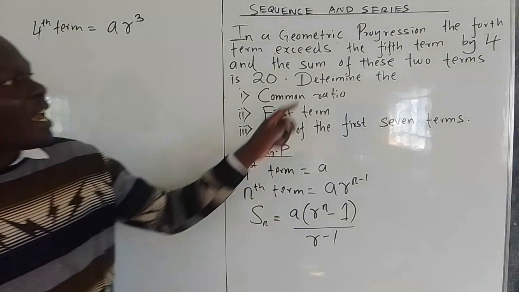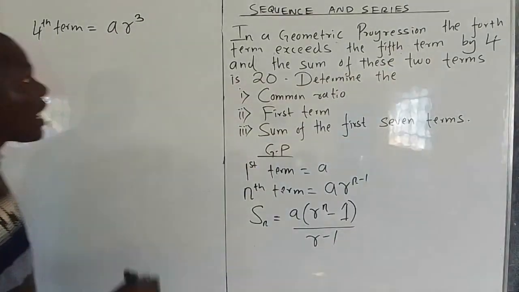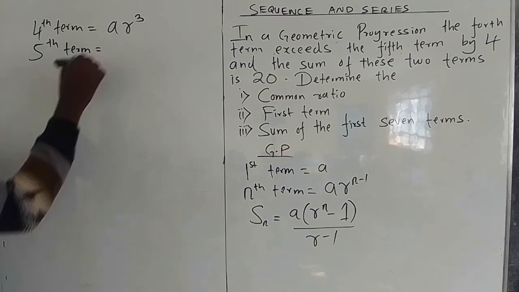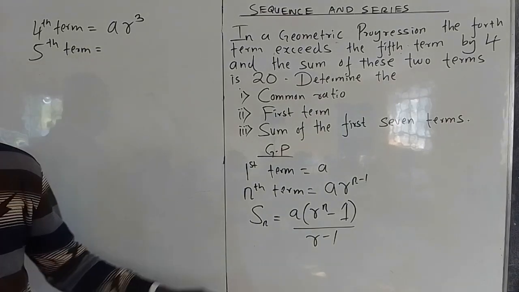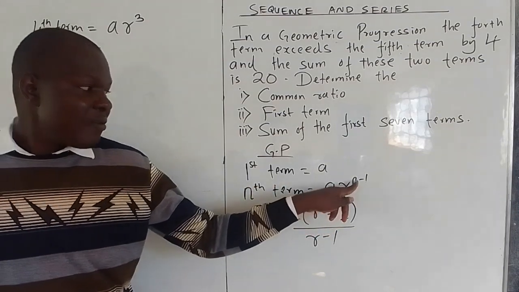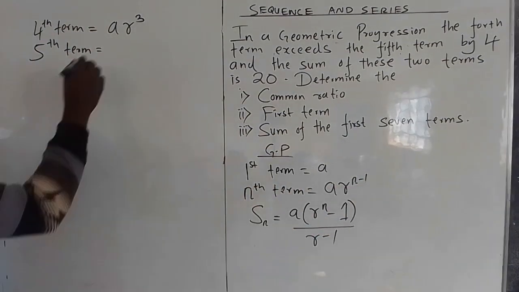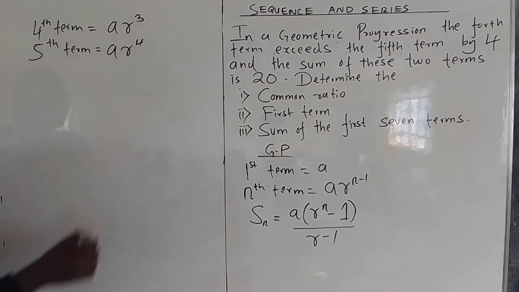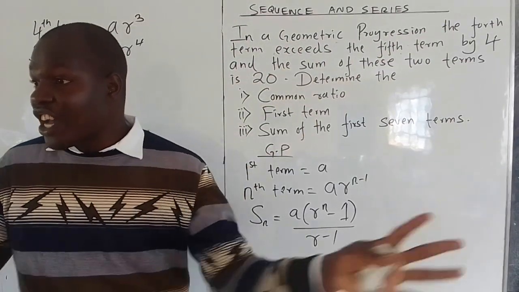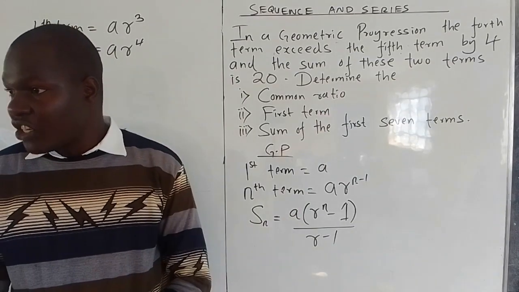So the fourth term exceeds the fifth term. So can you come and identify the fifth term before you join that statement, isn't it? Are we together? So what is the fifth term when n is 5, isn't it? So the fifth term will be AR^(5-1), isn't it? That is AR raised to power 4. So once you've identified the fourth term and the fifth term, go back to the equation and join them together with the statement which is there, isn't it?